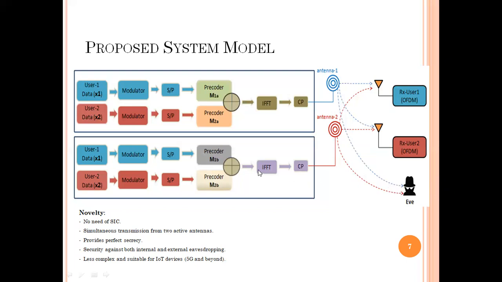So the novelty behind this proposed system model is that you don't need any successive interference cancellation. There is simultaneous transmission from two active antennas, where we have introduced antenna diversity. It provides perfect secrecy because of the precoders, simultaneous transmission from two antennas, and automatic interference cancellation. It offers security against both internal and external eavesdropping, less complexity, and it is suitable for IoT devices, 5G and beyond.